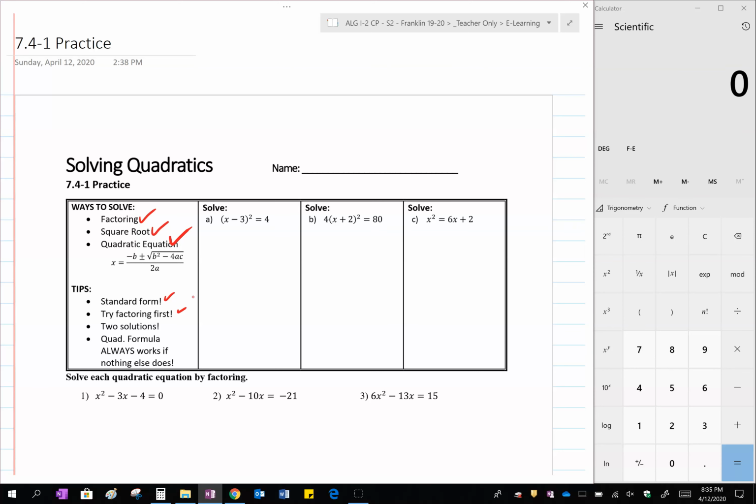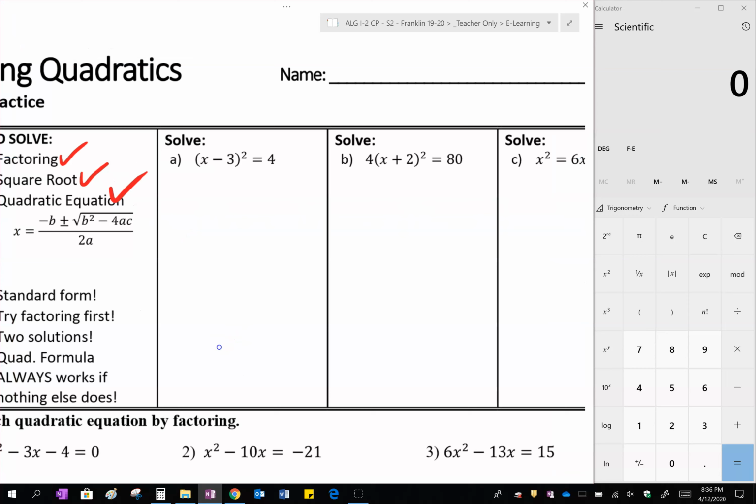You will get two solutions. Make sure your quadratic equation has two solutions. And the quadratic formula always works if nothing else does. So if you're trying to factor, or trying to do the square root, and you're not getting the answers, the quadratic formula always works. So you could even just always do that if you want to, unless you're instructed otherwise. But sometimes it's faster to factor or square root or whatever. So we're going to look at three examples here, and then you will have the rest to do on your own.